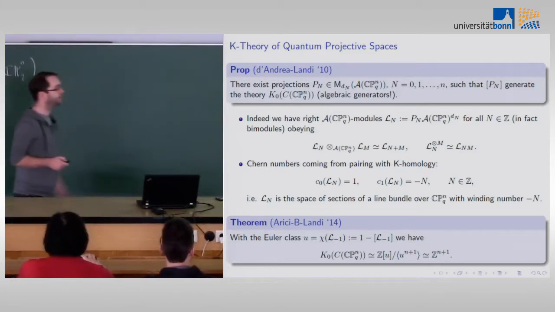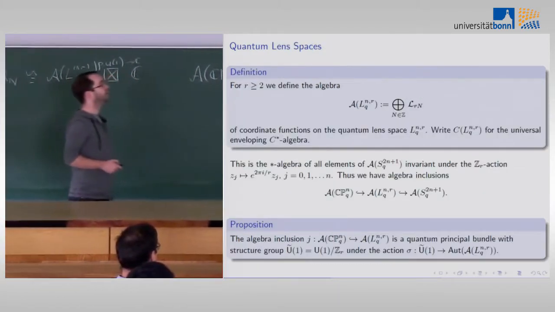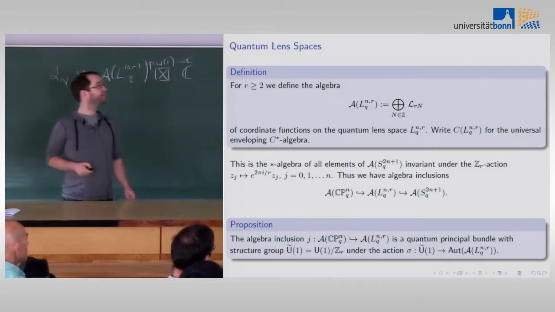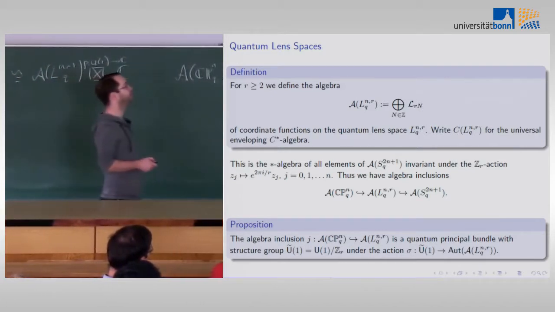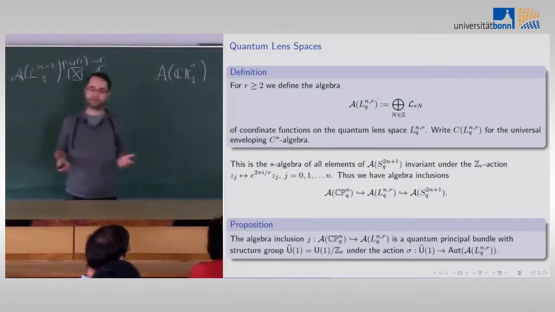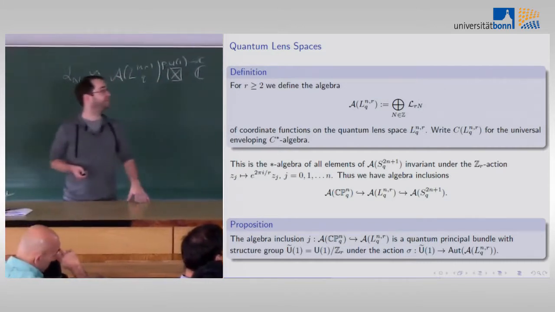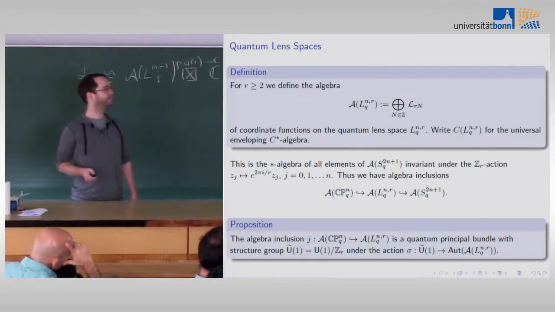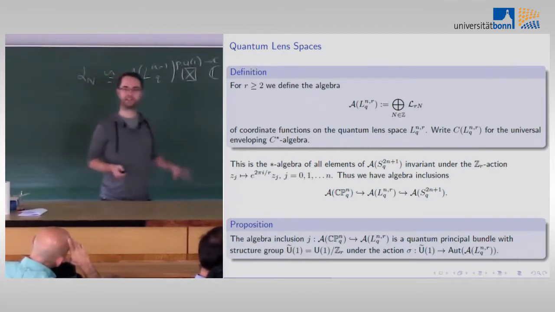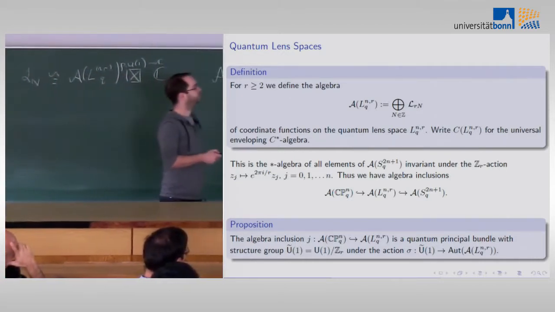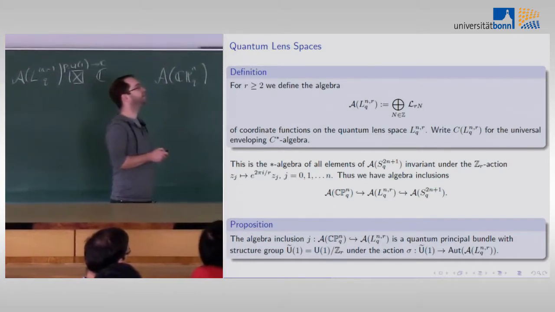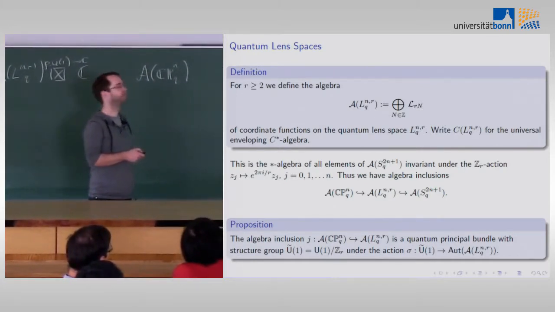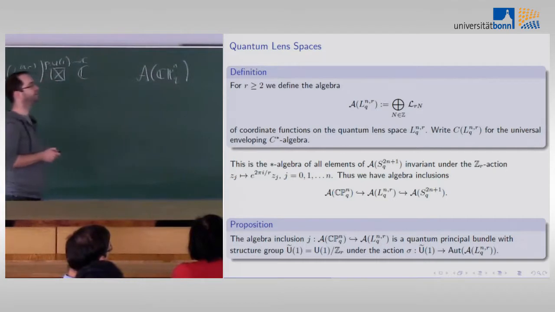I'm going to need that later. How about lens spaces? I need the quantum version of lens spaces. So what are we going to do? We worked a little bit and thought quite hard about how we wanted to make this definition. Immediately, some of you are going to say, well, there's a different definition, and it's going to be the same. If R is 1, then this is doing nothing, so we're going to take R to be greater than or equal to 2.